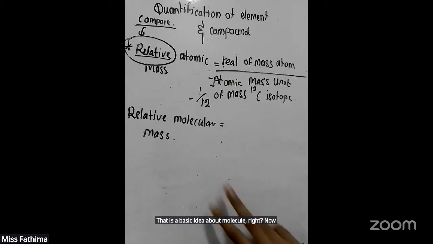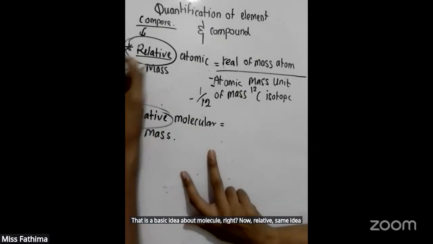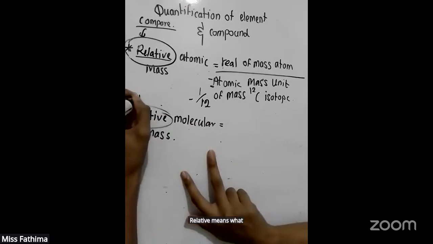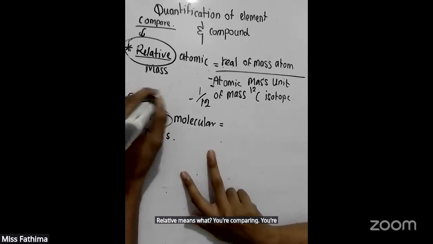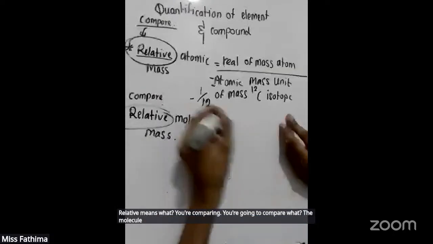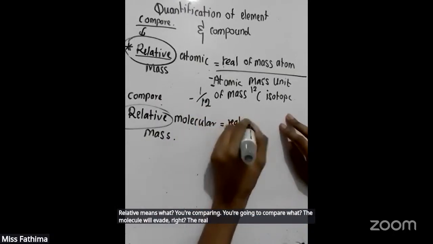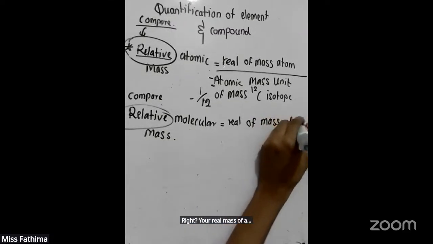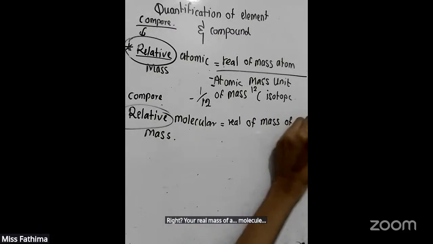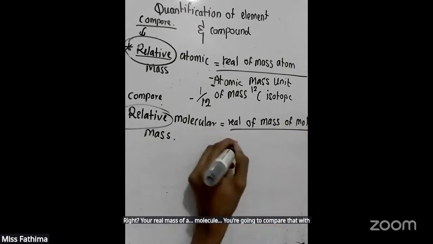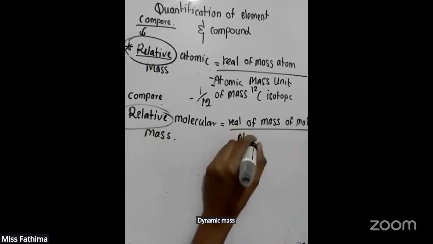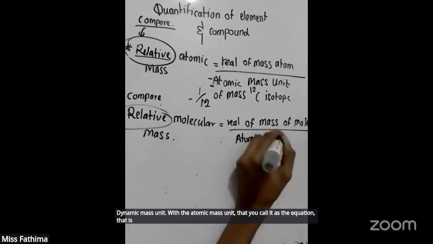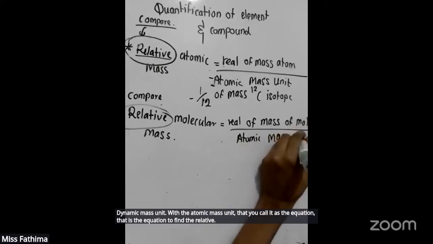Now, the same idea you're going to use for relative molecular mass. Relative means what? You're comparing. You're going to compare the real mass of a molecule with the atomic mass unit. That is the equation to find the relative molecular mass.